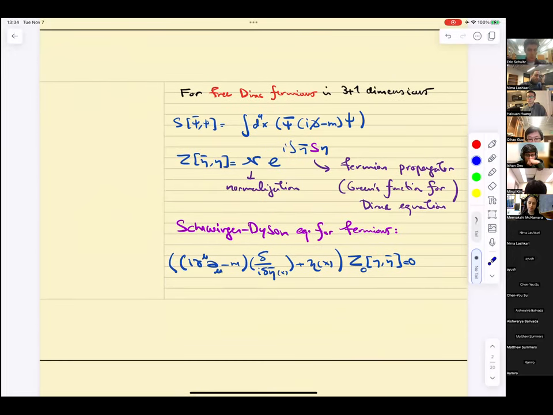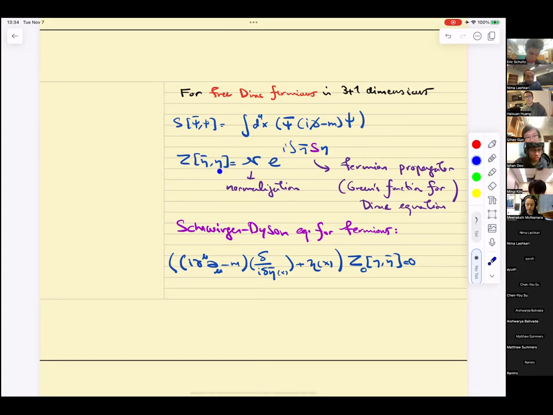For a free Dirac fermion in 2 plus 1 dimensions, we saw that the action is basically the Dirac action. This del slash is gamma mu del mu. These are 4 by 4 matrices, even though I write it like this. It is to be understood as i gamma mu del mu minus m times the 4 by 4 identity matrix.